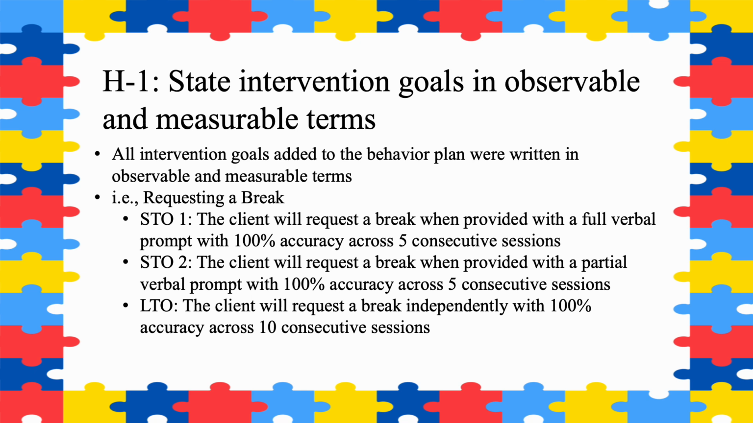One example I provided was the goals for requesting a break. STO1 was that the client will request a break when provided with a full verbal prompt with 100% accuracy across 5 consecutive sessions. STO2 stated that the client will request a break when provided with a partial verbal prompt with 100% accuracy across 5 consecutive sessions. And the LTO was that the client will request a break independently with 100% accuracy across 10 consecutive sessions.